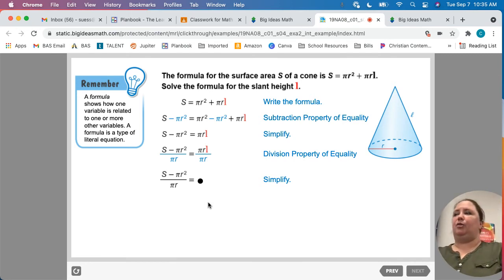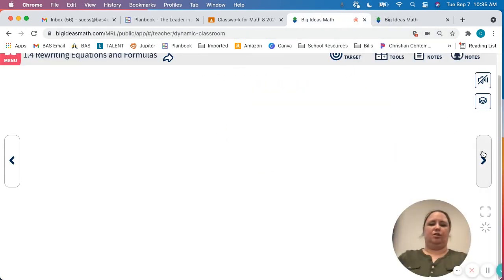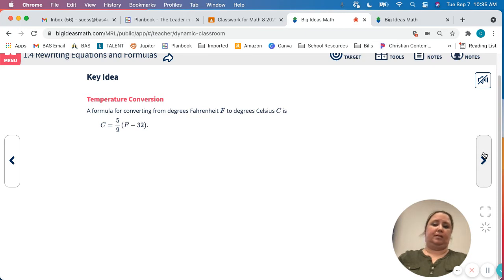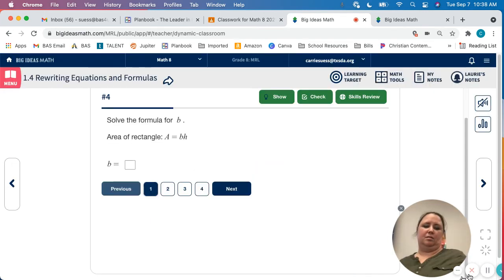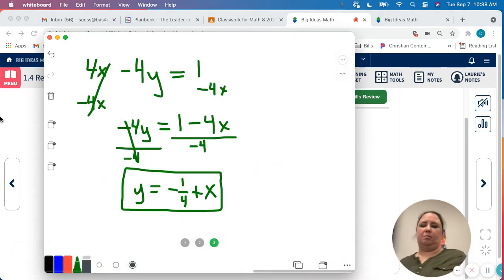All right. Any questions, 8th grade? No. All right. You need to do your Try It, 4 through 6, and then wait because we have a key idea. Yes, all the way to number 17 so far. 8th grade. Here's number 4.